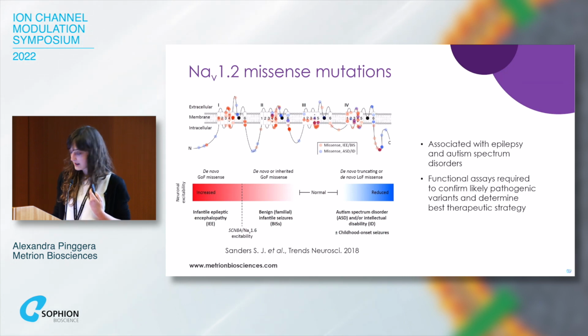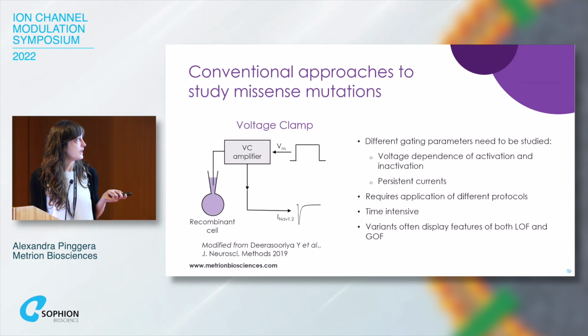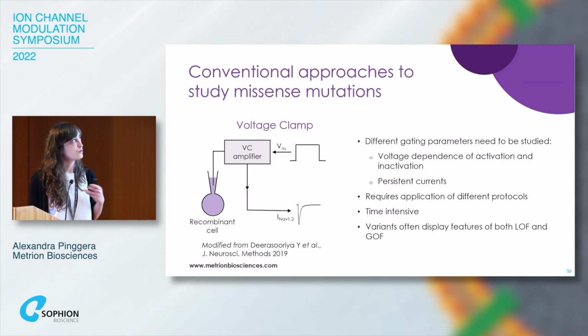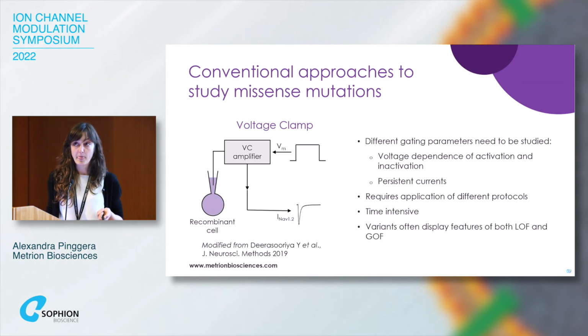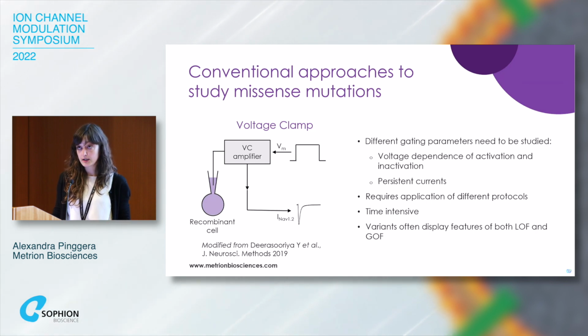Usually, as you well know, such missense mutations are characterized upon recombinant expression in heterologous systems using conventional voltage clamp techniques. But in order to really get a complete overview of all the induced gating changes, one has to apply a variety of different voltage protocols. This can be quite time-consuming, both experimentally and in terms of analysis. And very often, such mutations are not very clear-cut.